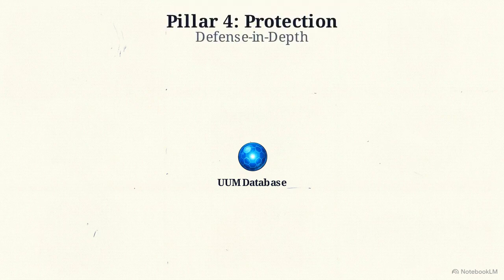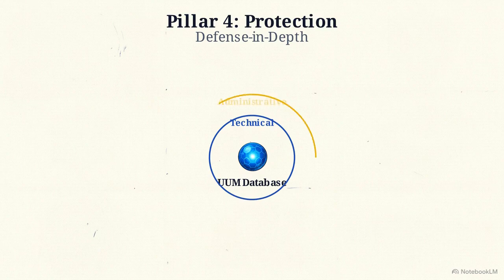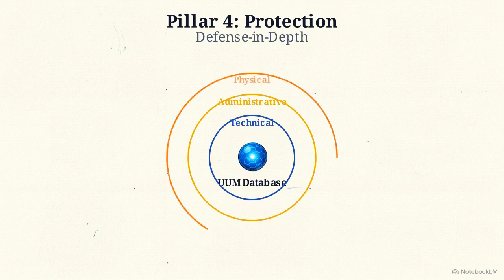This diagram shows a top-down view of our UUM database, introducing the fourth pillar, protection. We use a method called defense in depth. The inner ring relies on technical controls like firewalls. The middle ring uses administrative controls like one-time passwords. The outer ring is physical, using CCTV and guards.